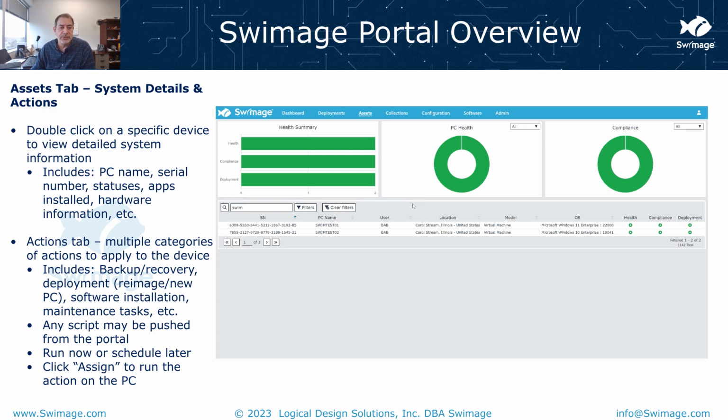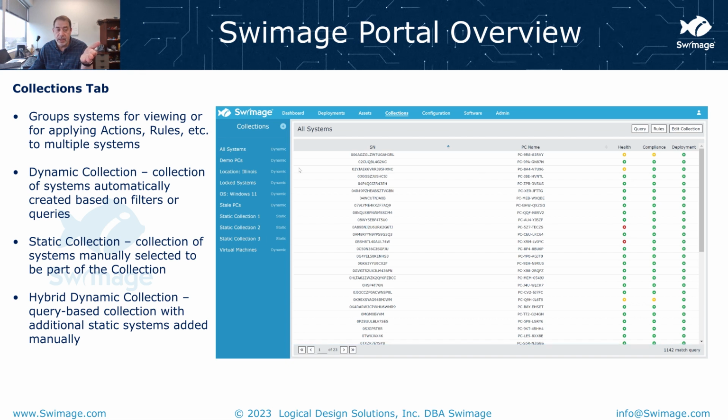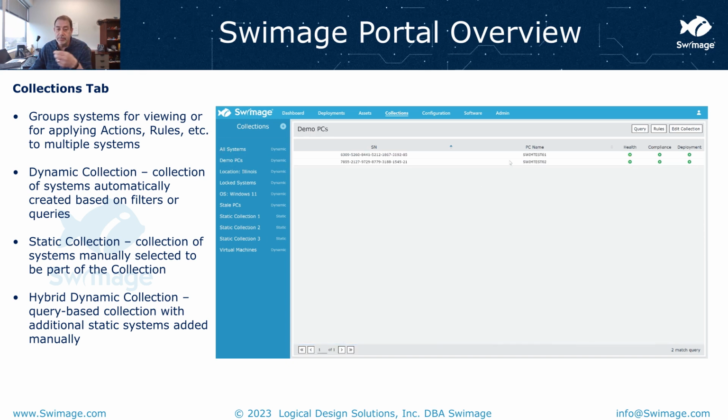Next up, we have collections. Now, collections are groups of machines that we want to use to apply actions, apply rules, or anything else we want to do to more than one system. Systems can be grouped together dynamically, which would be based on a rule or some specific query that we've created to break it down to a few machines that we want. Or we can have static collections where we specifically apply machines to a collection, and then those are the only ones in that collection. There's also the hybrid dynamic collection that would actually have static machines in it specifically added.